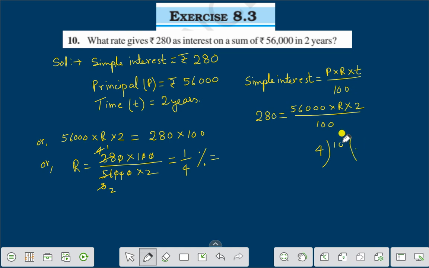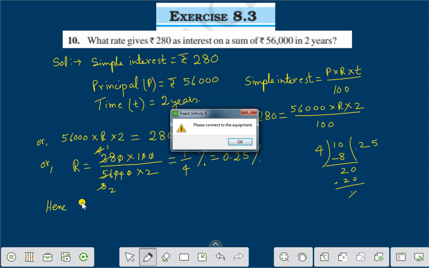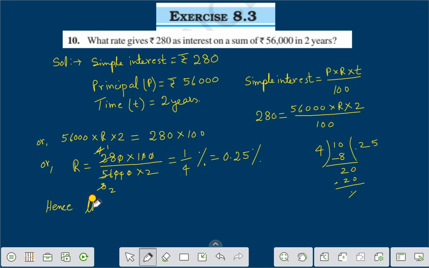It is point. It is 0. That is 4 2 is 8. 9 10 2. Point is there 0. 4 5 is 20. Right? That means we are getting 0.25%. Therefore, the rate is 0.25%. Hence, the rate of interest is 0.25%. That is the answer.